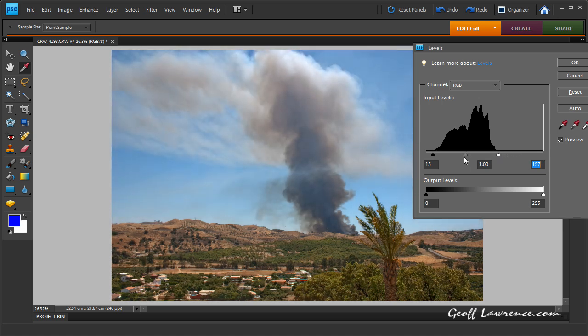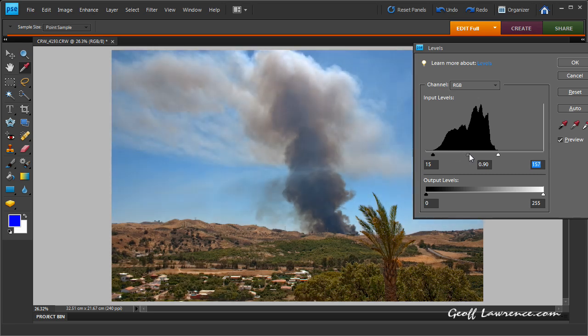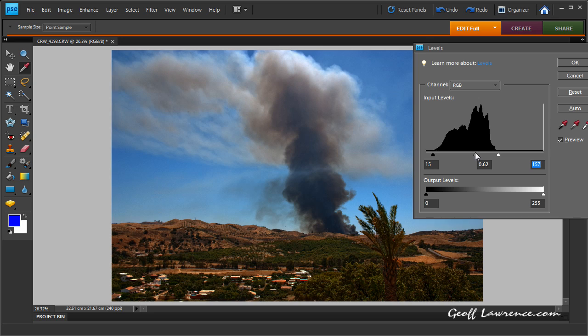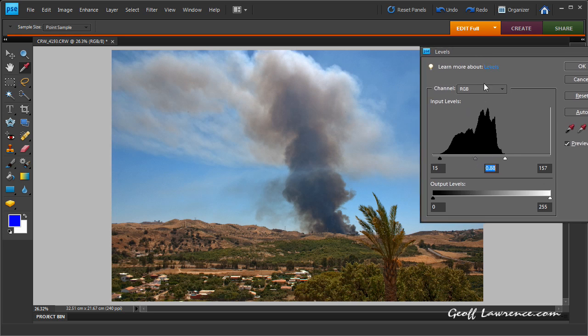Now, if I move the gray fader on its own, I am moving the mid-gray point. If I move it to the left, the picture gets lighter, less contrasty. And if I move it to the right past 1, then the picture will become more contrasty and darker. Now, in this particular picture, I think that is still a bit too wishy-washy. So we're going to push it across to about 90, which gives us a nice punchy picture. So a very, very simple adjustment, but also a very precise adjustment.